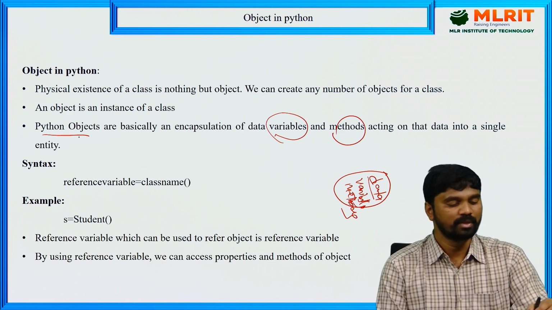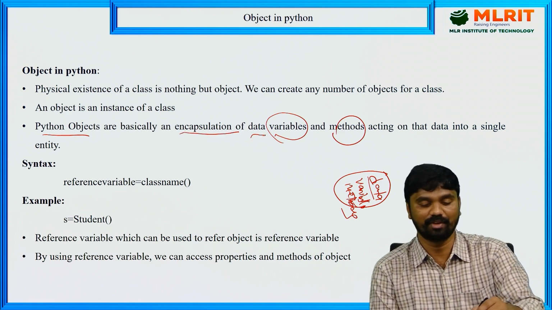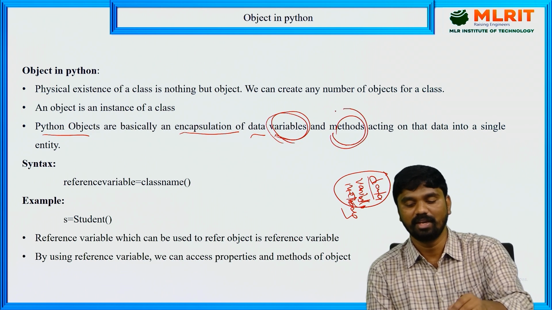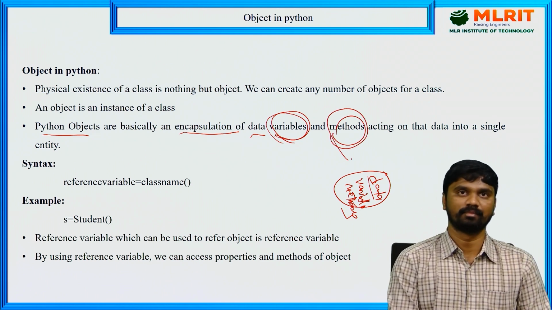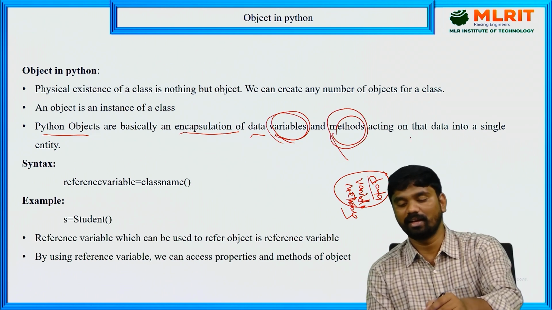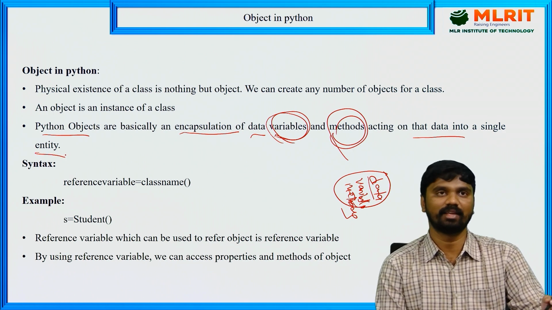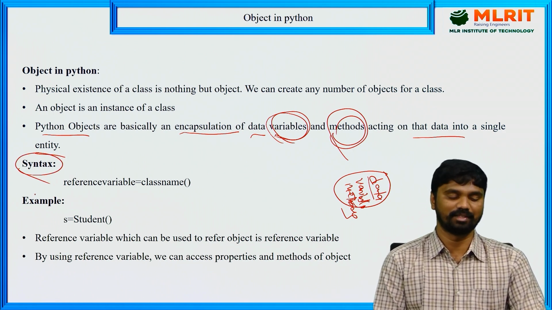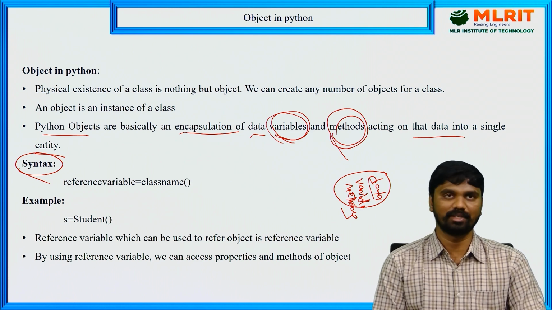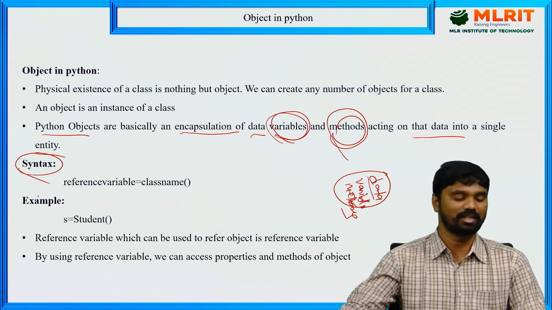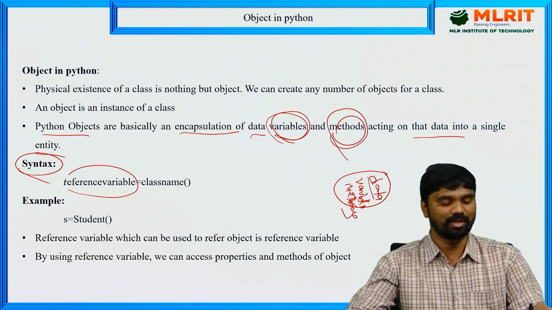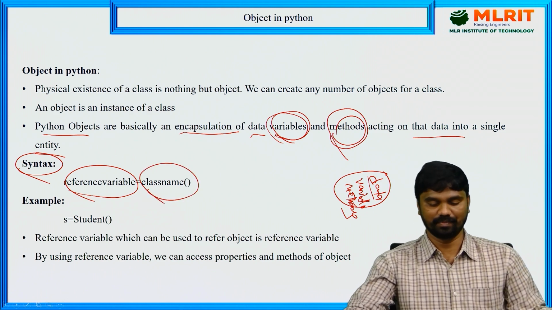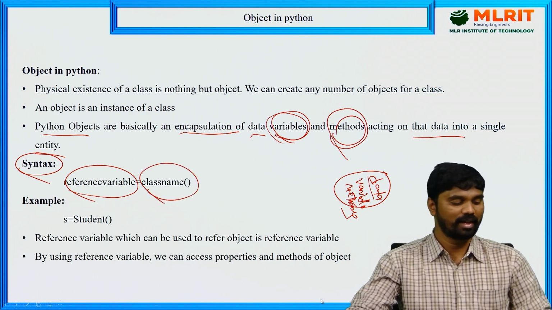So that's why an object is an encapsulation of data, using variables and methods that act on the data, into a single entity, that is a class. Anyway, the syntax of object creation. So what is the syntax of object creation? The syntax of object creation here is reference variable and then class name. Okay? Reference variable and then class name.